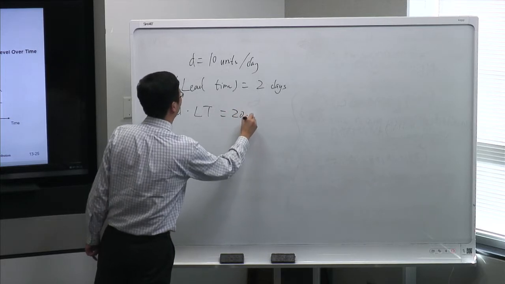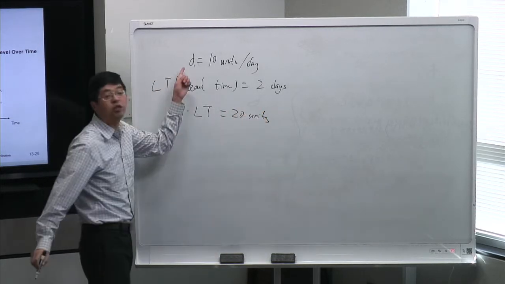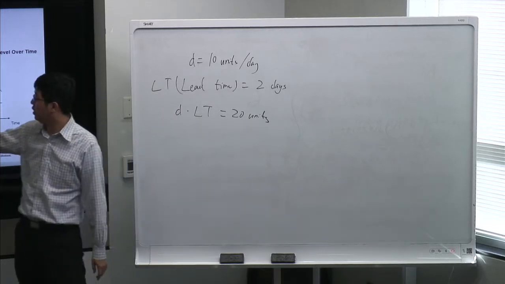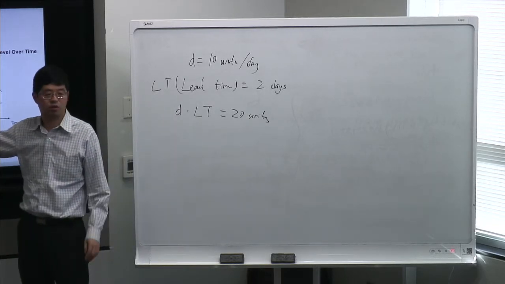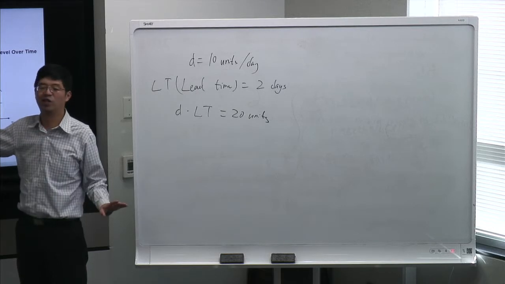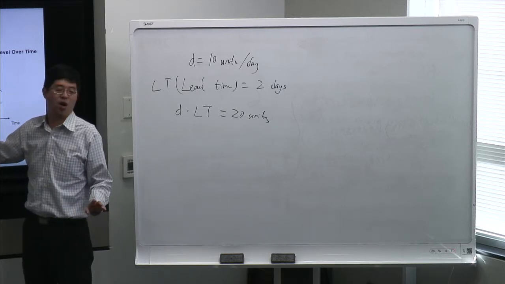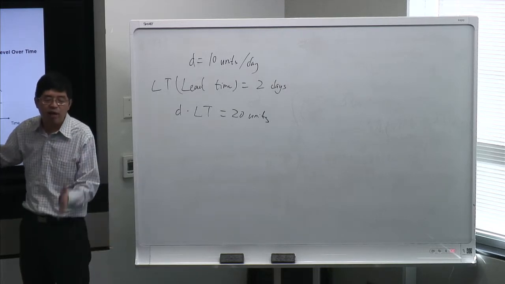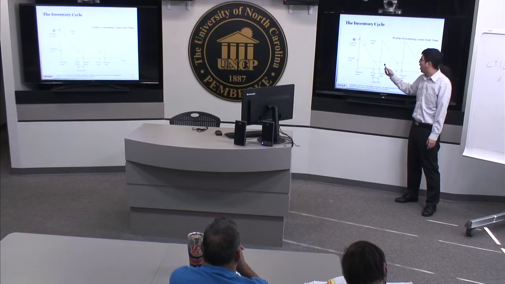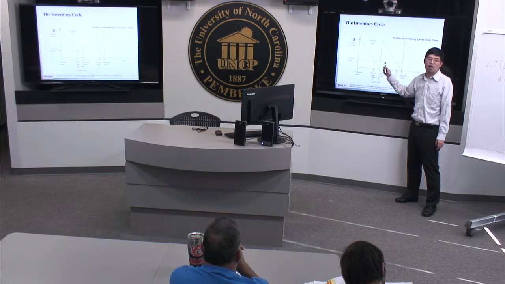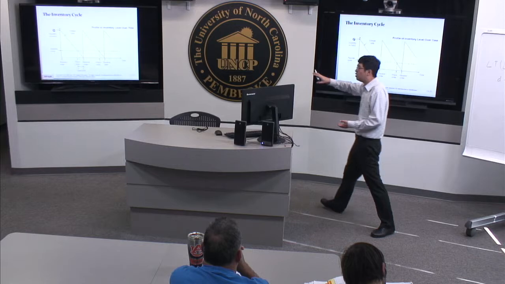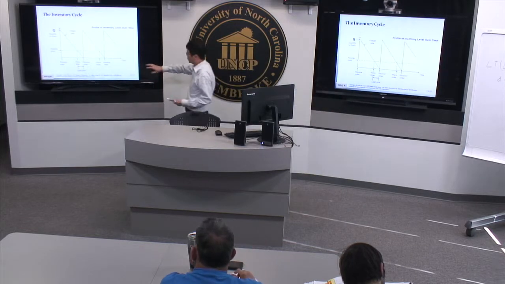20 units. And under EOQ, we know the demand is constant. We know lead time is fixed. So that means every time we place an order when we have 20 units, we have zero risk. We are 100% sure this order will be received 2 days later, and we know that at that time, our inventory is zero. Clear?